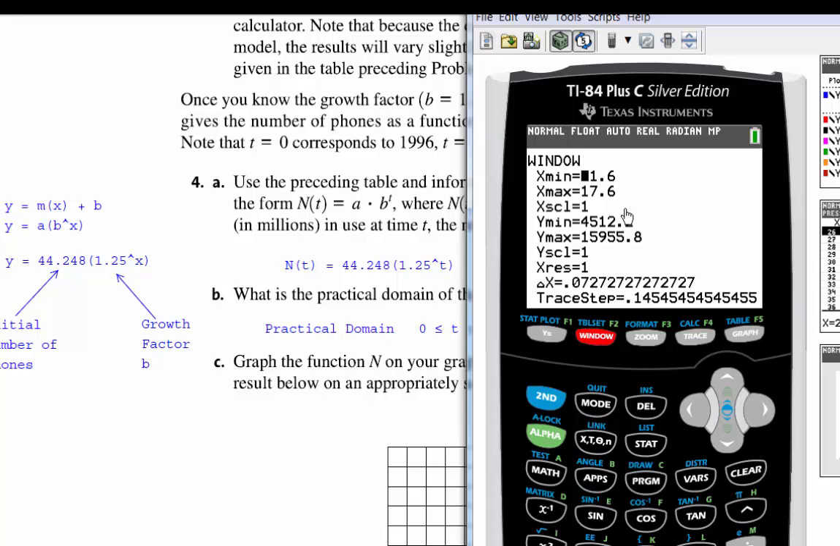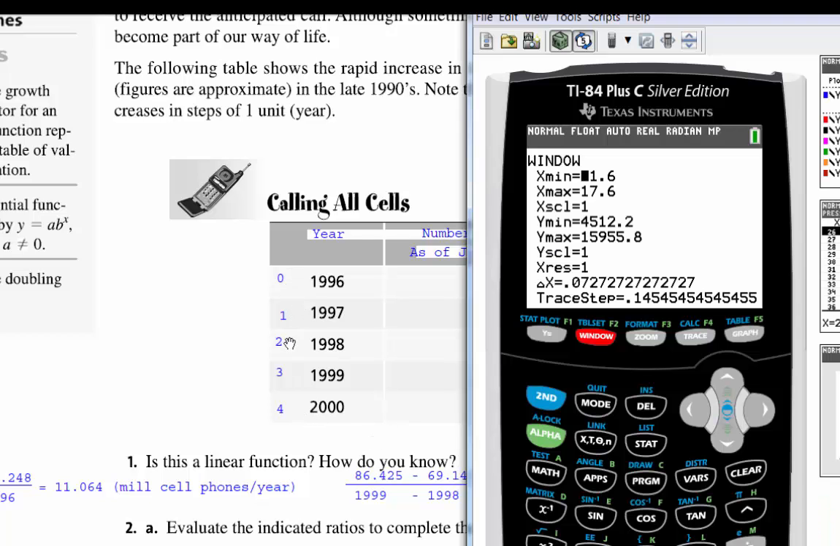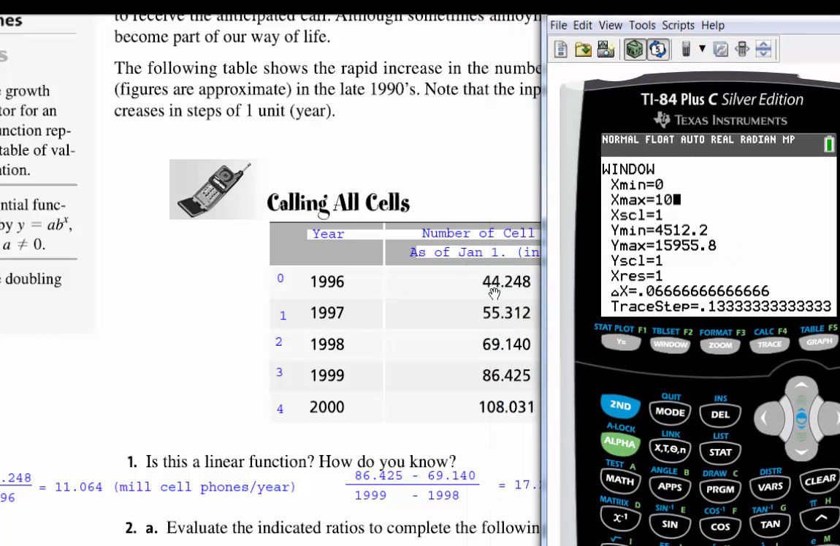And the window often gives students trouble. So my suggestion would be, let's go back to the table to get some clues for an appropriate window. You notice my table goes from 0 to 4. So that's the input. So my x values, instead of 4, maybe I'll go a little further. I'll go 0 to 10. And then my y values go from 44 to 108. So maybe I will start at 0, just to get a really good look at the graph, and I'll go past 108. Maybe I'll go to, I don't know, 175. Okay, so that's going to be my window.